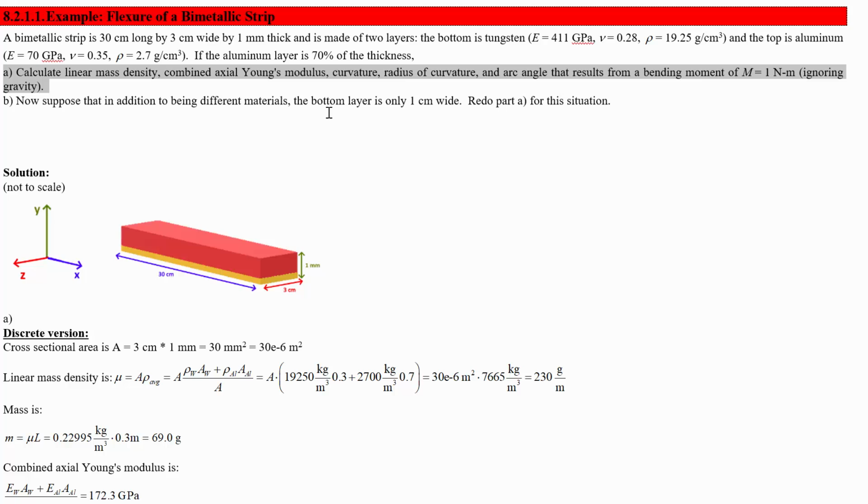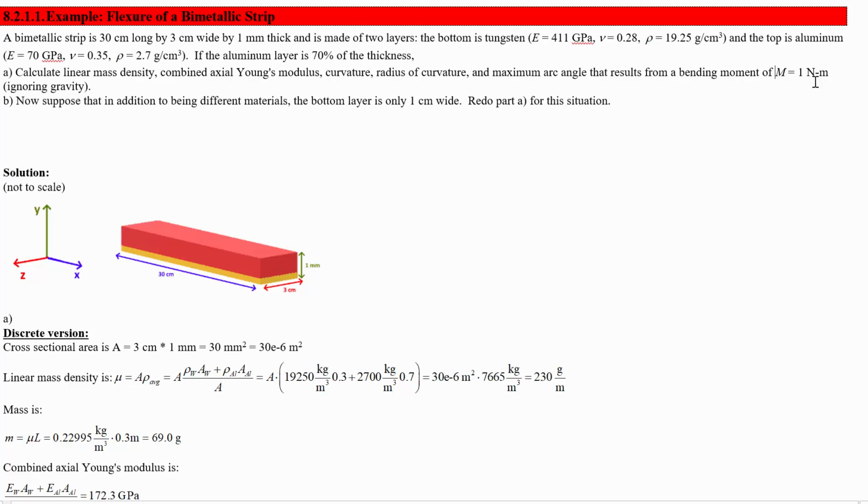Calculate the linear mass density, combined axial Young's modulus, curvature, radius of curvature, and arc angle that results from a bending moment of 1 Newton meter applied in a way to make it bend. So what kind of bending are we going to have? Let's say that this is applied in the Z direction. Maybe we'll say maximum arc angle, the maximum arc angle that results from a bending moment of this. And that tells you that the bending moment has to be applied in Z in order to get this arc angle to show up. So next we have to incorporate this into Maple.